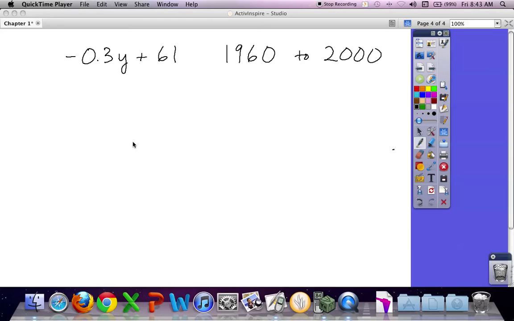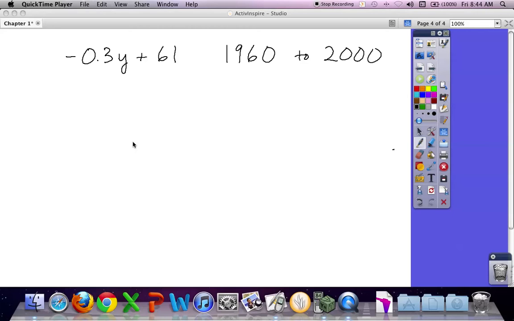In this problem, I'll read it. The expression models the percent of eligible voters who voted in presidential elections from 1960 to 2000. In the expression, Y represents the number of years since 1960. Find the approximate percent of eligible voters who voted in 1988.